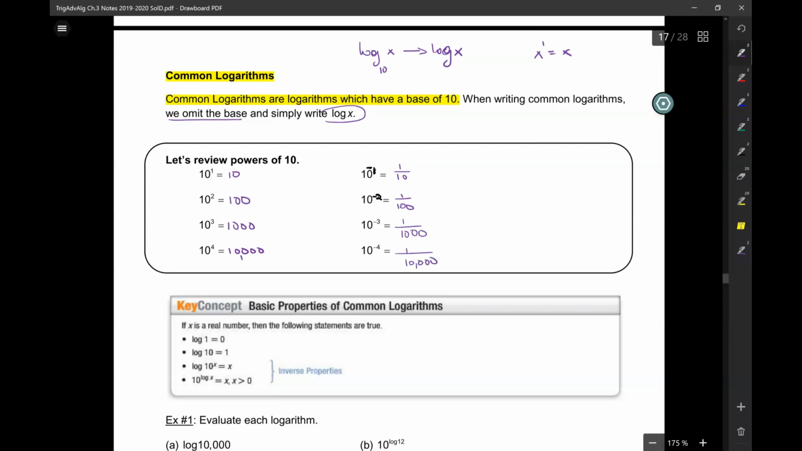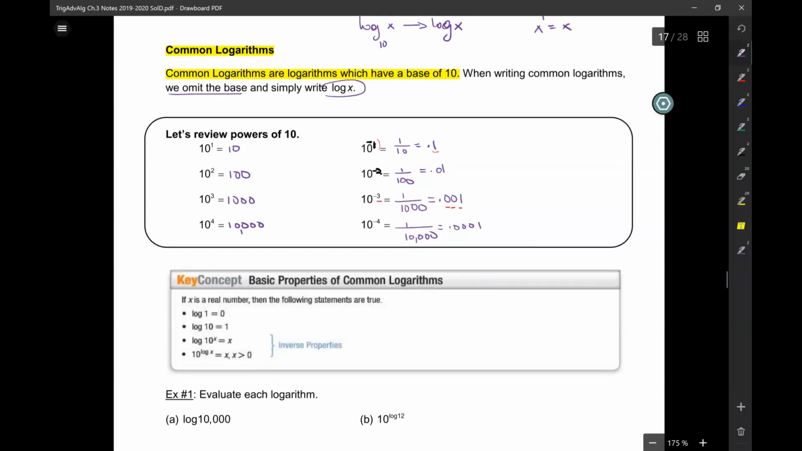Right? But also, if we write those in decimals, 1 over 10 is 0.1. 1 over 100 is 0.01. And then 0.001. 0.0001. Whoa. So what's the correlation there? If it's a negative exponent, whatever the exponent, that's how many decimal places there are, right? So negative 3, 3 decimal places. Okay? All right.